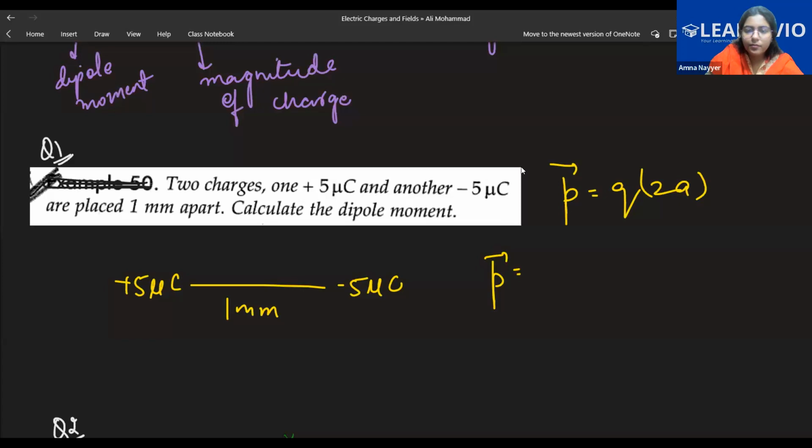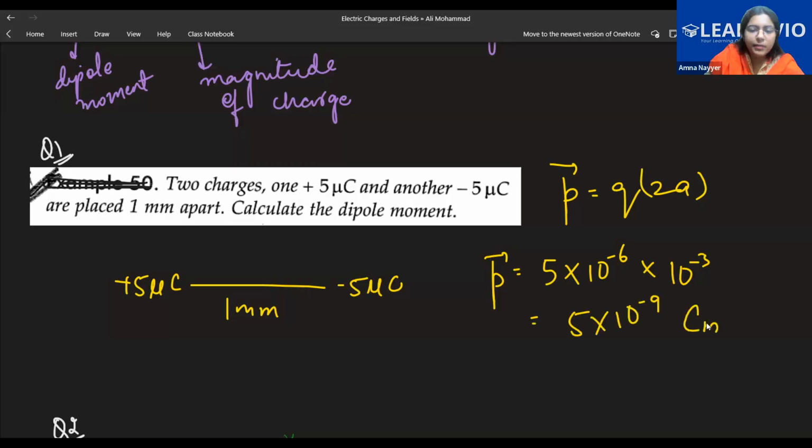5. Done. 5 into 10 to the power minus 6, because it was micro, na? So yes. Multiply by 2a, the separation, 10 to the power minus 3. Correct. 1 into 10 to the power minus 3. So this becomes 5 into 10 to the power minus 9 coulomb meter.